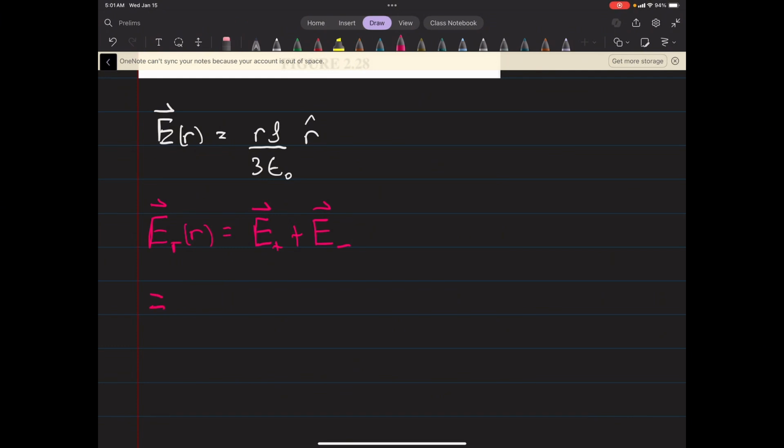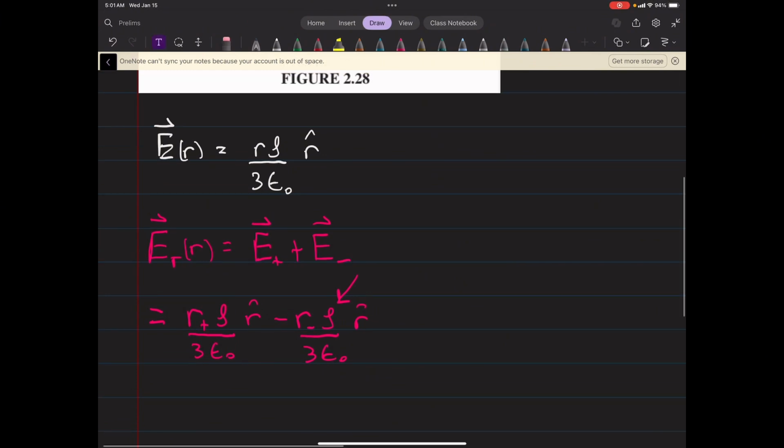is r plus. So this is the positive, so it's just going to be positive rho over 3 epsilon naught r hat, and then minus r minus rho over 3 epsilon naught r hat, because your rho here is negative. So that's why there's a minus sign here.